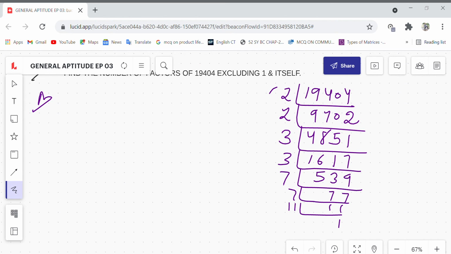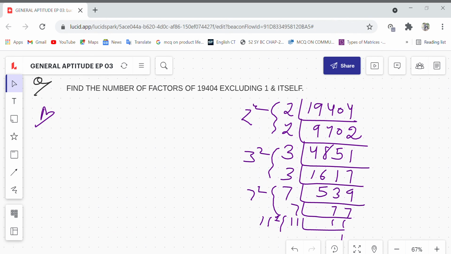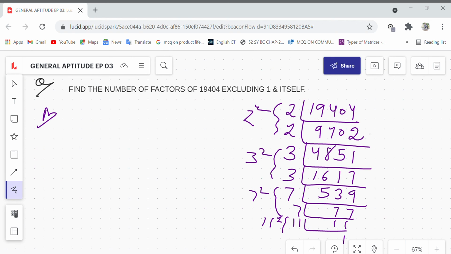So 2 square, 3 square, 7 square, 11. So 19404 can be written as 2 square into 3 square into 7 square into 11 all to the power 1.